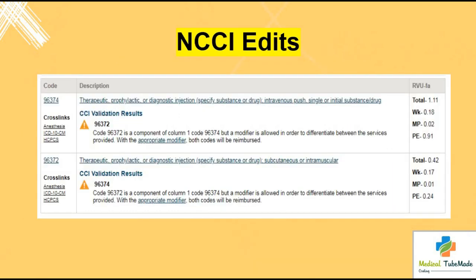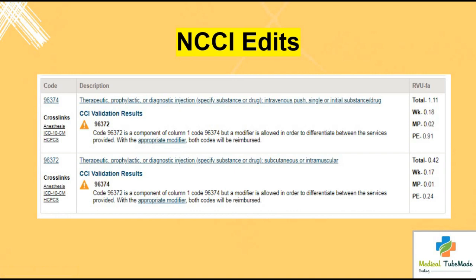Here you can see the NCCI edit, and I have entered two CPT codes, 96374 and 96372. This is not cardiac catheterization, but I just gave one example to show you what type of conflict you will get in your software. Here you can see 96374 and 96372, and below, if you read the line, they mention code 96372 is a component of column 1 code 96374, but a modifier is allowed in order to differentiate between services provided, within the appropriate modifier. Both codes will be reimbursed. If you add the proper modifier, then both services will be reimbursed.